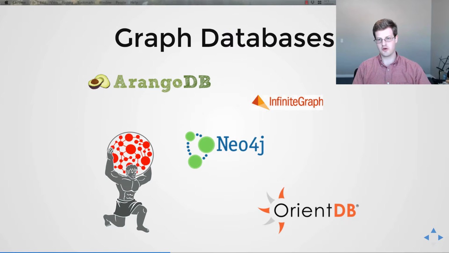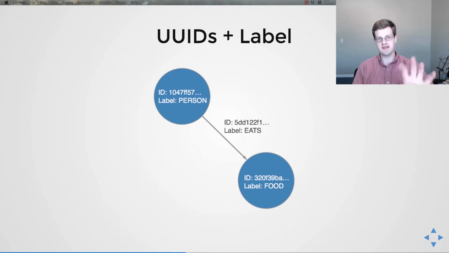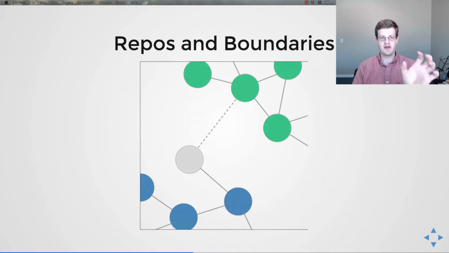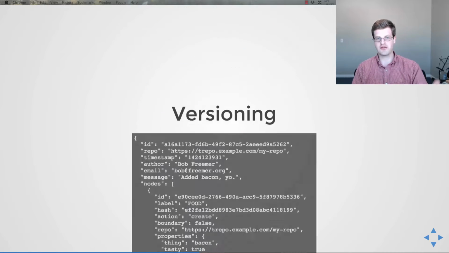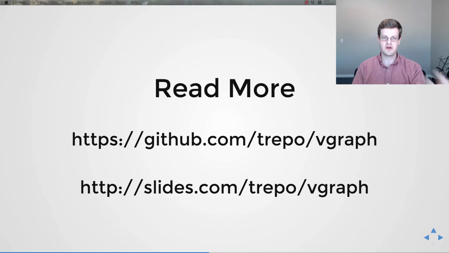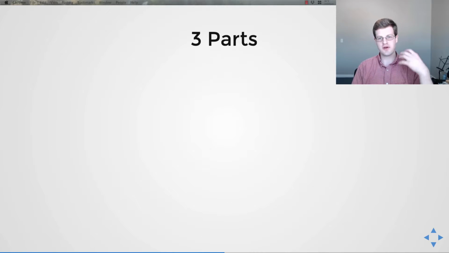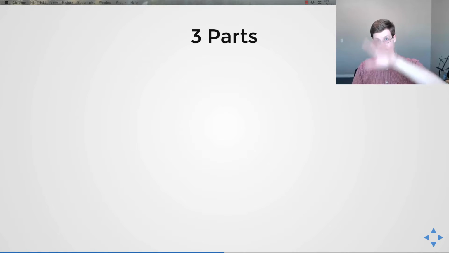There's a whole bunch of graph databases out there. So then we have vgraph on top, where you have the UUIDs and the labels, and you have the repositories and boundaries, and then you do this versioning thing, which didn't highlight for some reason. Interesting. And again, a link to read more. So we have decap, and these next two vertical sections I have no images for yet. That's tomorrow morning's thing. So I'm going to skip them.